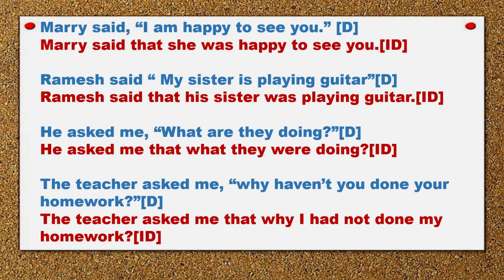Let us see some examples for direct and indirect speech. Mary said, I am happy to see you, is a direct speech. Mary said that she was happy to see you is an indirect speech. Second, Ramesh said, my sister is playing guitar, is a direct speech. Ramesh said that his sister was playing guitar is an indirect speech.